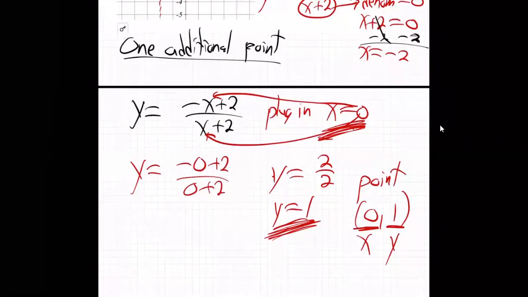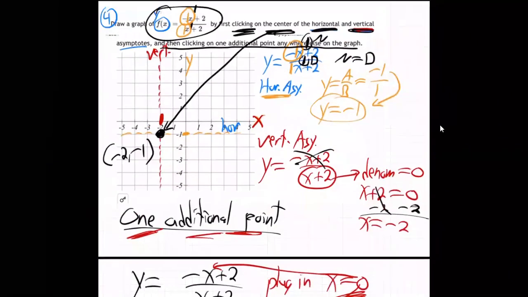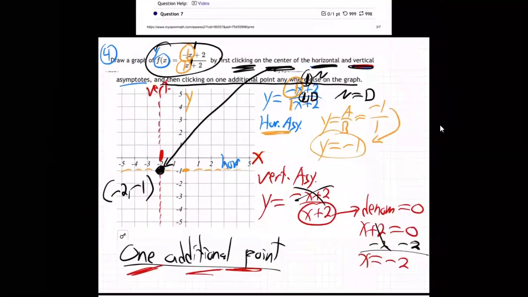Now, I didn't have to plug in x equals 0. I could have plugged in any number. I just thought 0 seemed easy. So I just did what was easy, because they said any one additional point anywhere on the graph. So when they just want any one point anywhere on the graph, just plug in 0 for x, because that usually is easy. And I got y equals 2 over 2, which is 1. So 0, 1. x is 0, came out with y equals 1. So that means over 0, up 1 right here.